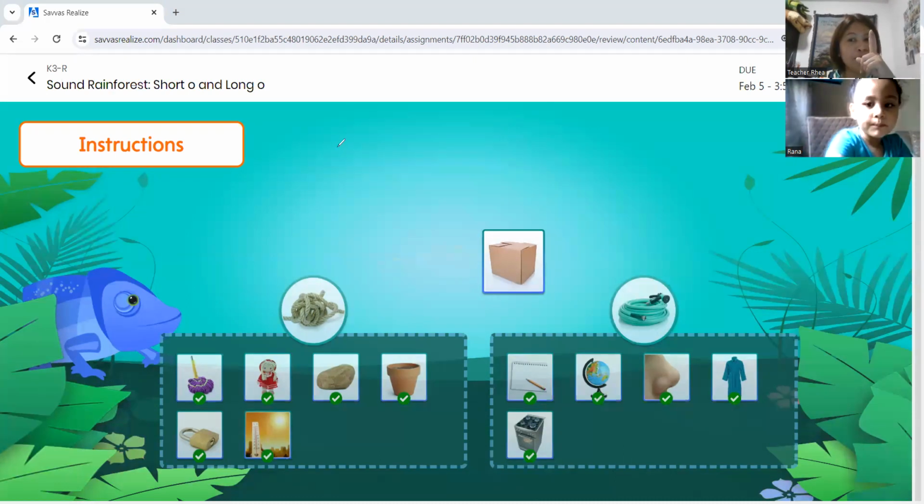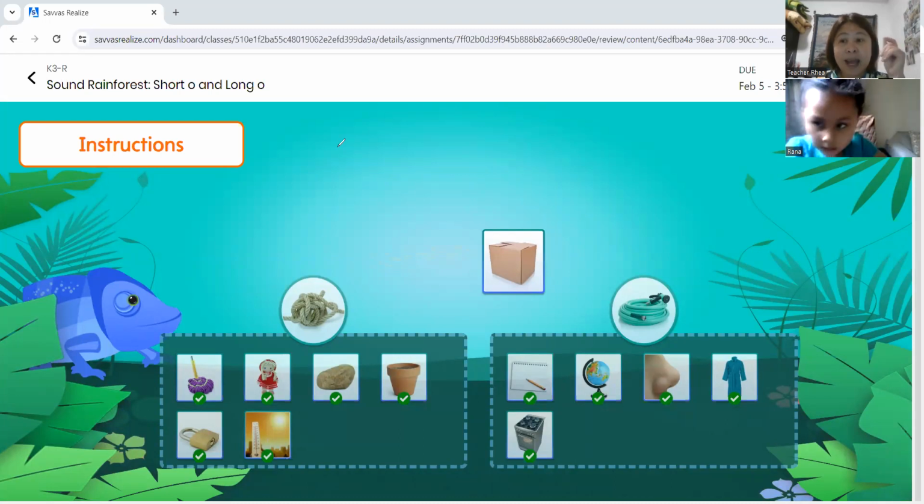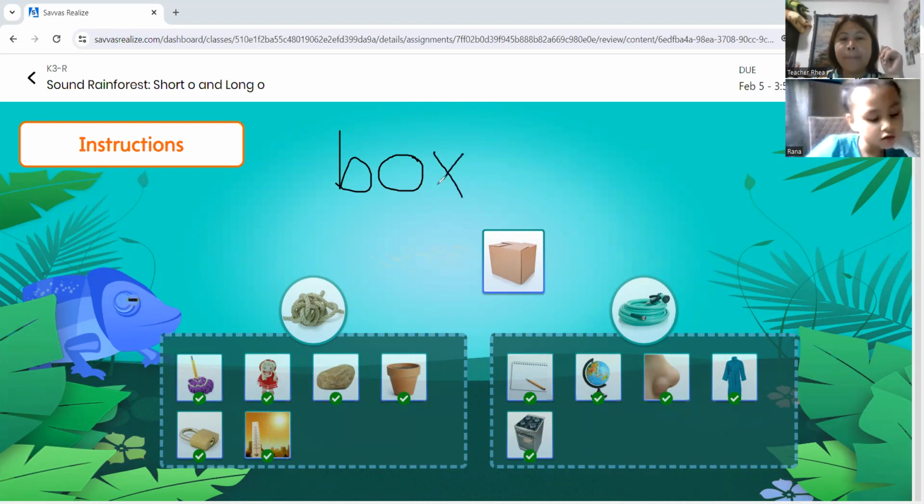What's the first letter? B. The next letter? O. And the third letter? X. Yes, box. Does it have a short O or a long O? Short O. Yes, very good.